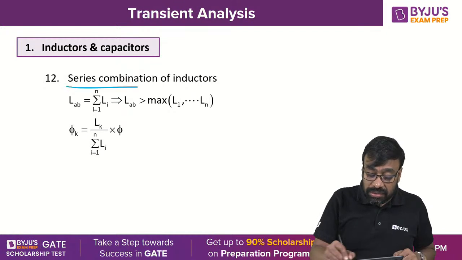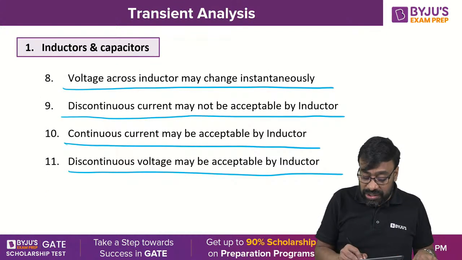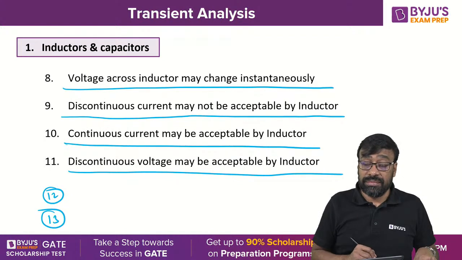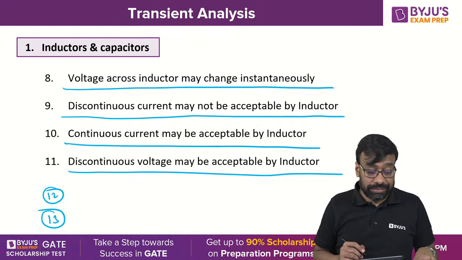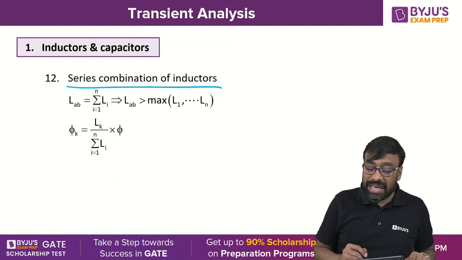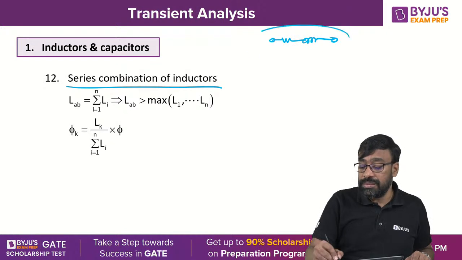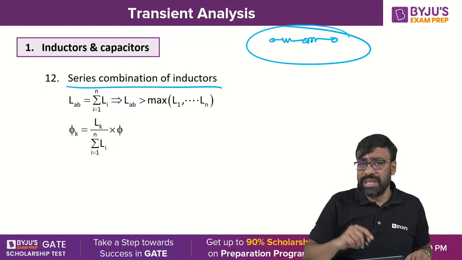Series combination. Ideal inductor does not dissipate energy, and practical inductor dissipates energy. The other two points can also be covered. Practical inductor means what? An inductor with a series resistor model. Usually the resistance value is very, very small.